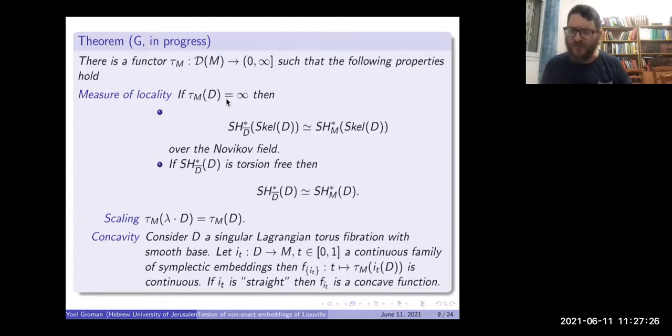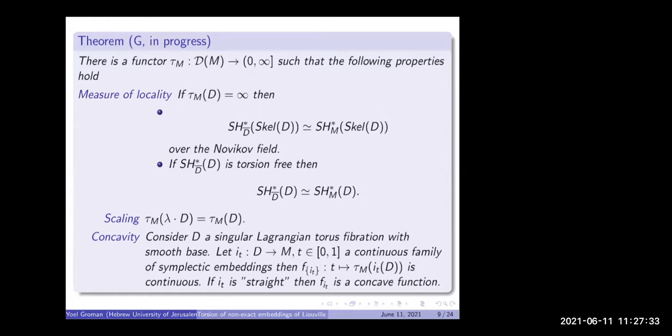Are there any questions, besides this thing about what it means for an isotopy to be straight? I was going to ask about this torsion-free condition in the second statement about locality. Okay.